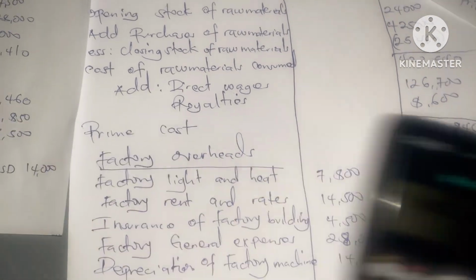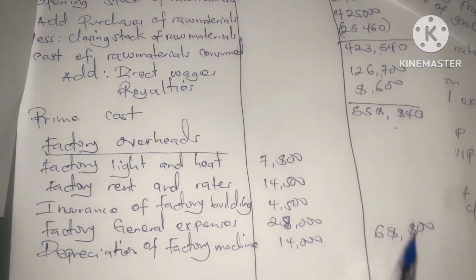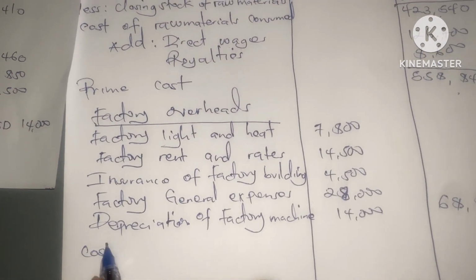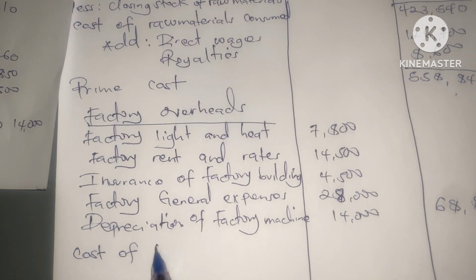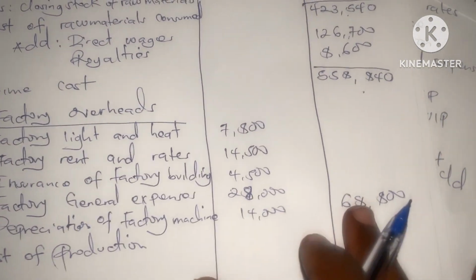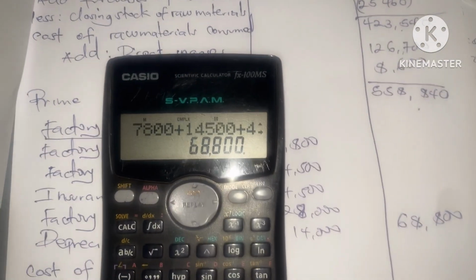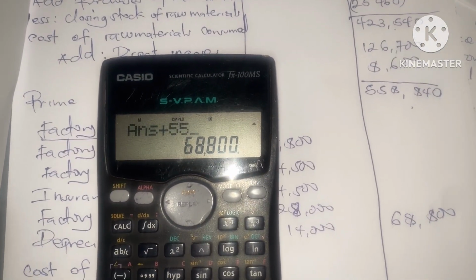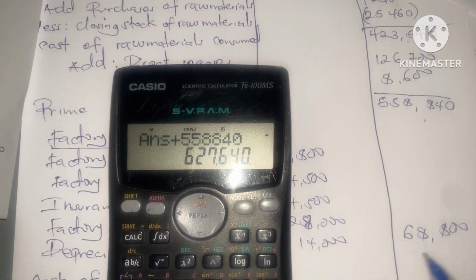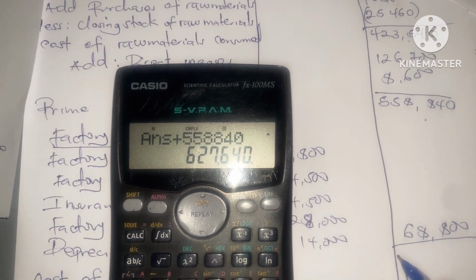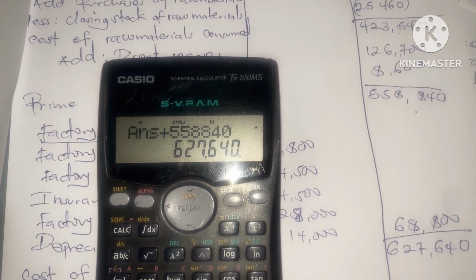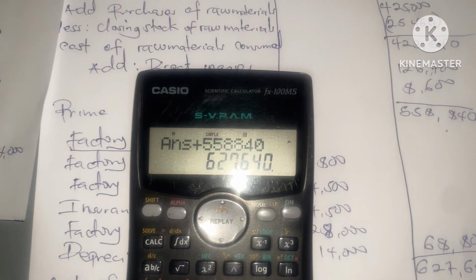Then we said prime cost plus factory overheads. What we get is the cost of production, or the production cost. So this plus that, that's 558,840. So it is going to be 627,640, like that.